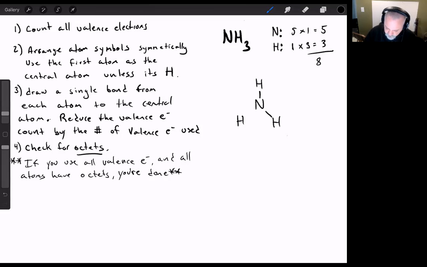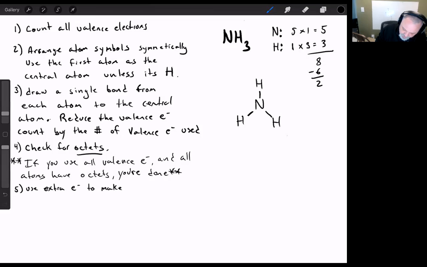1, 2, 3. Reduce the count. I've used 6, so I have 2 left. So what do I do now? Do I have octets around everything? No. I use extra electrons to make octets with lone pairs. So this is how you end up knowing that an atom has a lone pair.